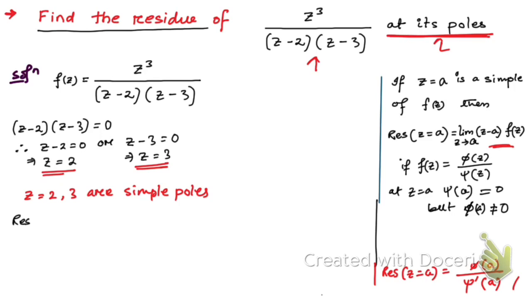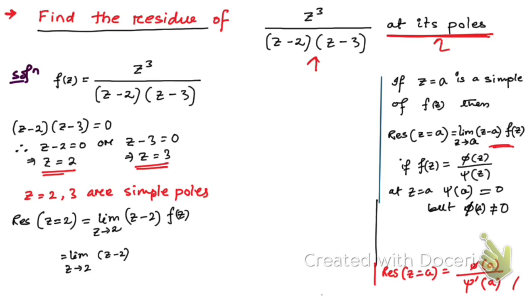Residue at z is equal to 2, as this is a simple pole, so it's going to be equal to limit z tends to 2. So here we have positive 2, so we're going to take z minus 2 into f of z. So what is the f of z here? This is the f of z, right? Let's put it here. So then if we put this here, what we're going to have is limit z tends to 2 and z minus 2, and f of z is this.